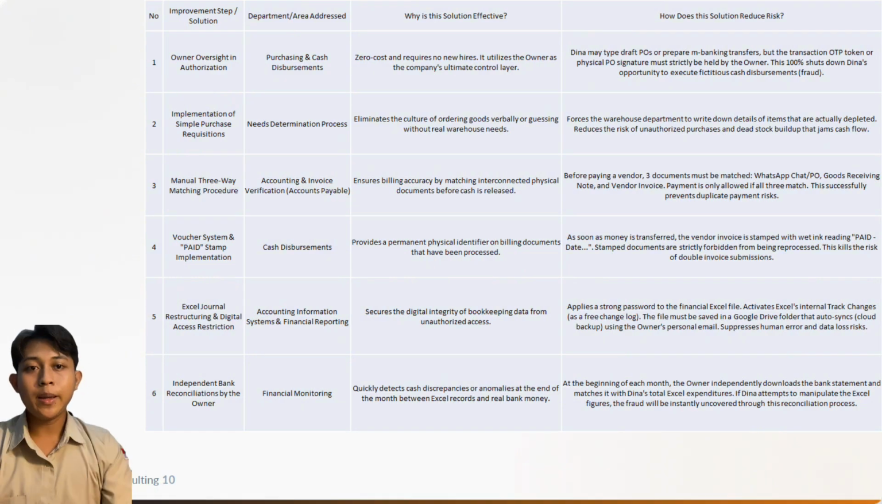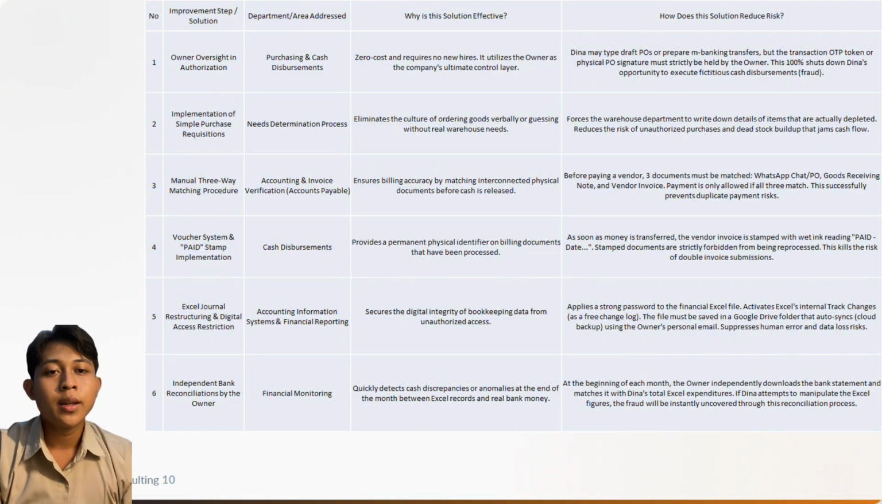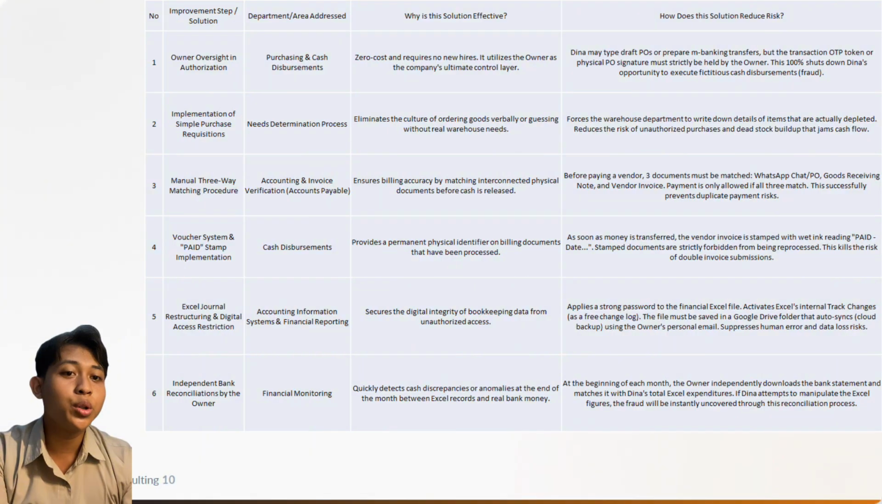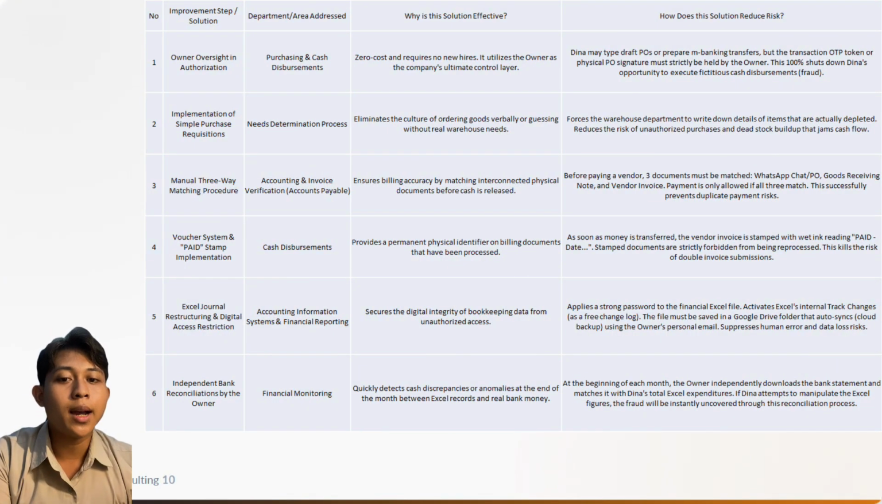Then the second one is implementation of a simple purchasing request. This is a need determination process. Why is this solution effective? Because it eliminates the culture of ordering goods verbally or guessing without a real warehouse need. And how does the solution reduce risk? It forces the warehouse department to write down the details of items that are actually depleted, reducing the risk of unauthorized purchases and stock build-up that jams cash flow.